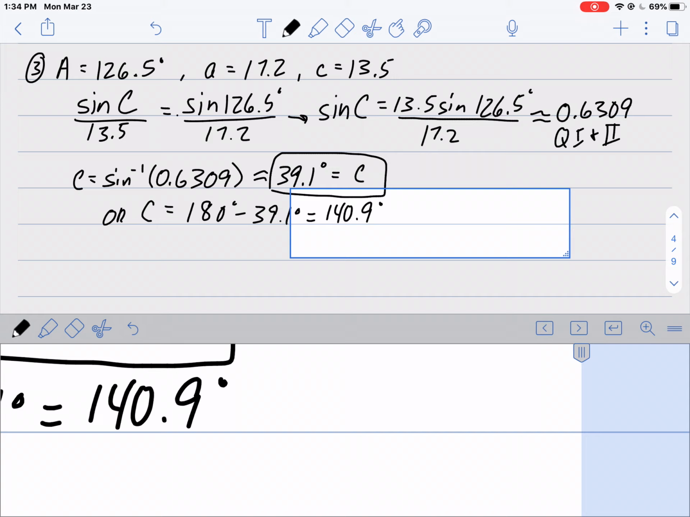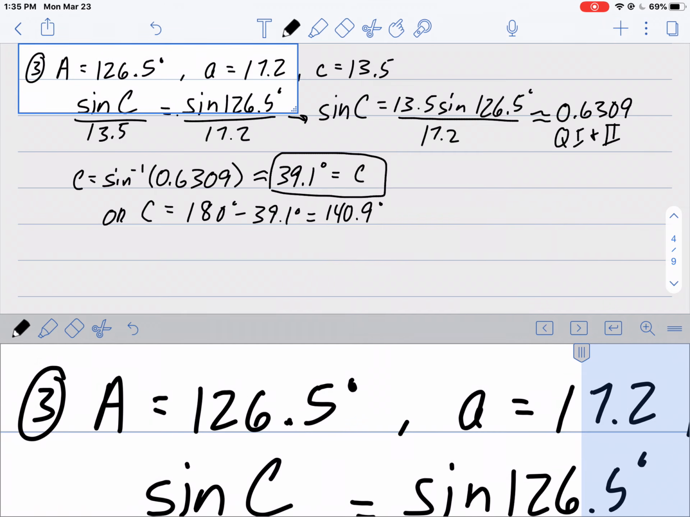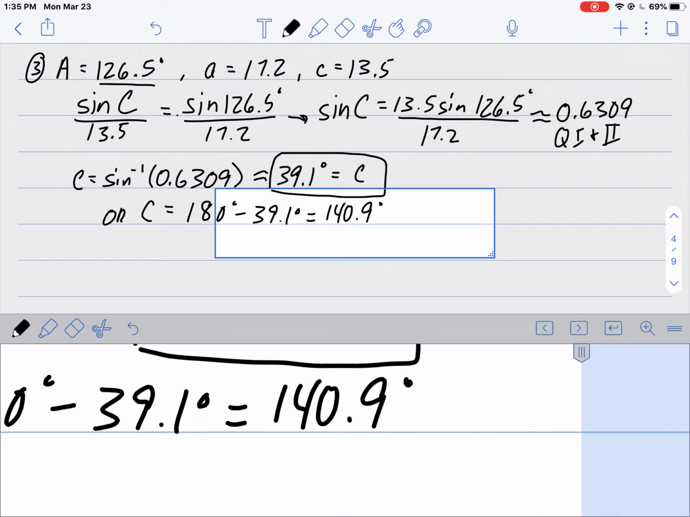And if I have then an angle of 140.9 for angle C, there's no way that can happen because angle A is already 126.5 degrees. Right. I don't have room for this big angle in my triangle. And it doesn't happen with just the obtuse angles. It can happen if the angle is acute as well.